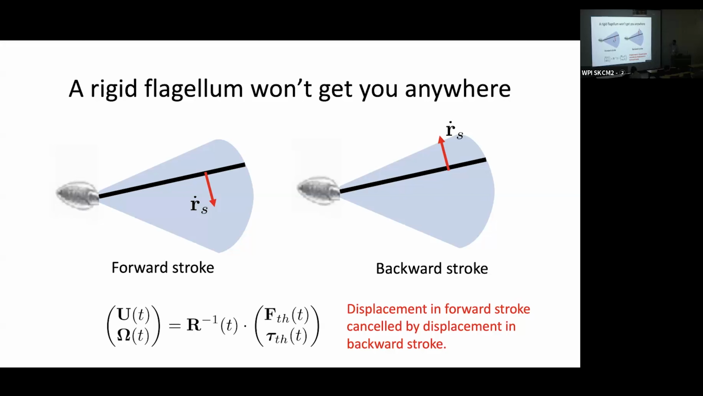Now, you may think you're clever. You may think, okay, what if I do the forward stroke really fast and the backward stroke slowly? All that's going to get you is a fast forward displacement and a slow backward displacement, but the two displacements will cancel each other out because the Stokes equation is time independent.